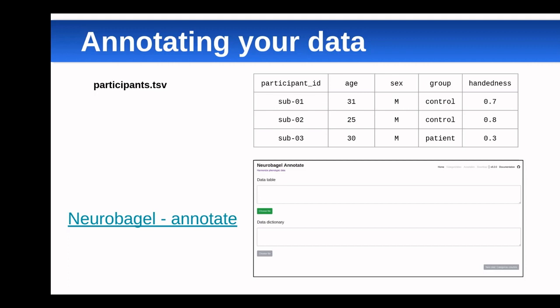So what I would tend to recommend is one of the tools that several people in my lab are working on and developing, this Neuroscience Annotate tool, which will help you annotate your participant TSV to make sure that anyone who comes to your data after that will have more information on what's actually in it.